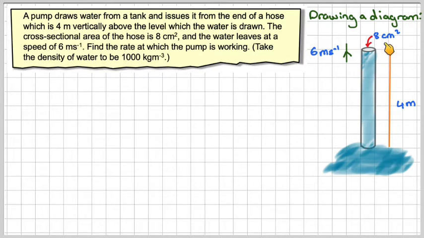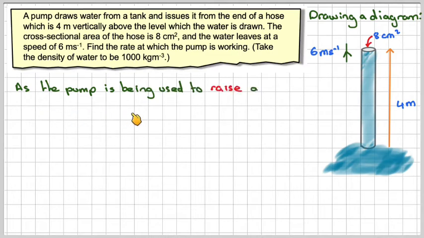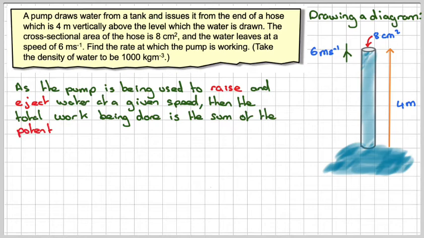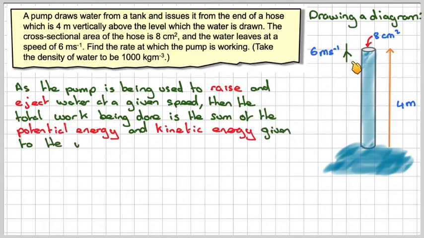Okay, so we've got to make these units consistent, but we need to bear in mind the following. As the pump is being used to raise and eject the water at a given speed, then the total work being done is the sum of the potential energy of raising the water and the kinetic energy that the water has been ejected at each second. And if we get it at each second, then we actually have the rate at which the pump is working.